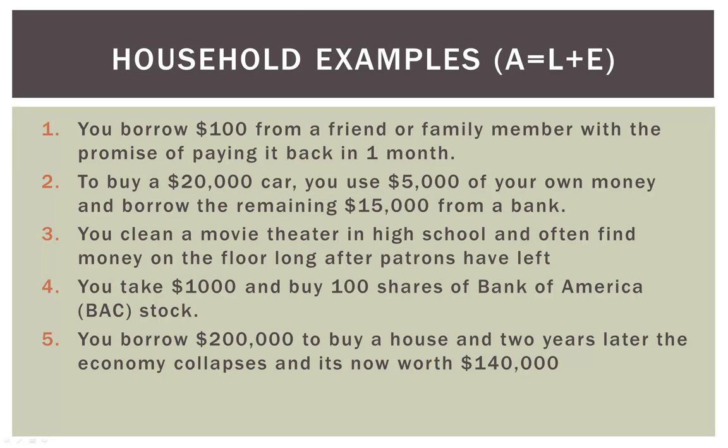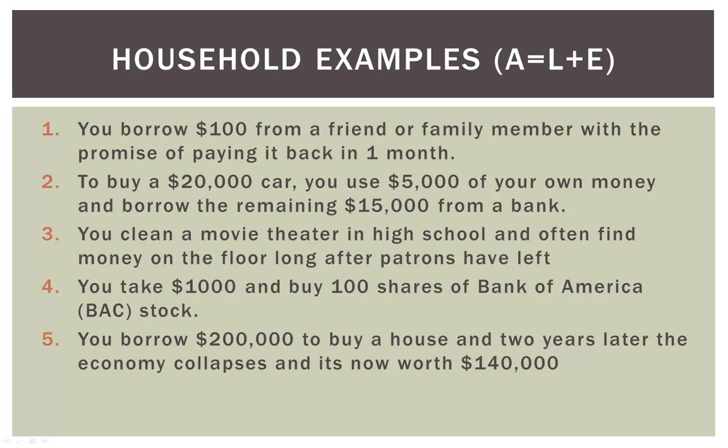Number four, you take $1,000 of your own money and you buy 100 shares of Bank of America. That's around $10. So how does this work in our equation? Well, again, this one's a bit different because in this one, we're only working on one side of the equation. We're taking $1,000 cash of our own assets, and we're just transferring that into 100 shares of Bank of America stock. So we take a $1,000 cash asset and turn it into 100 shares of Bank of America assets. So we don't even do anything on the right-hand side of the equation.